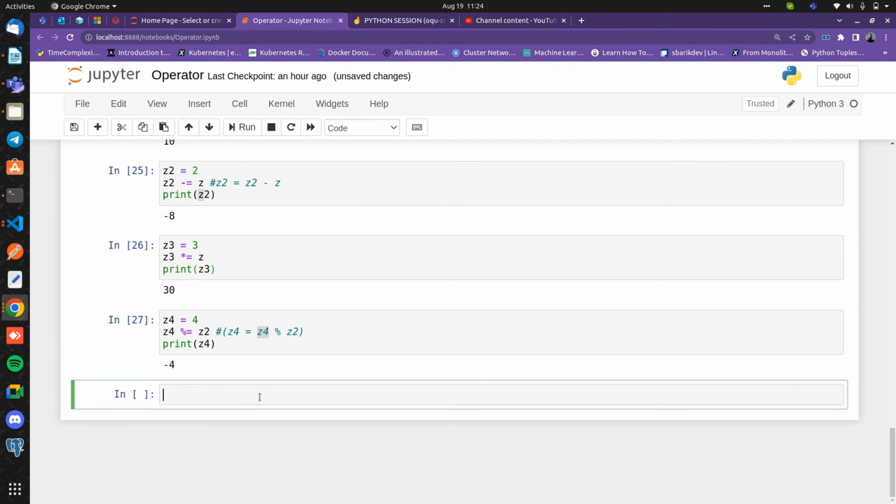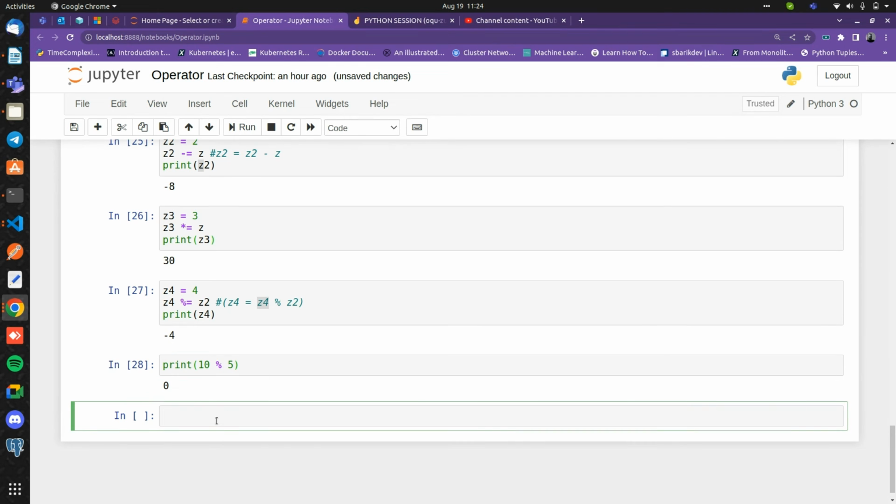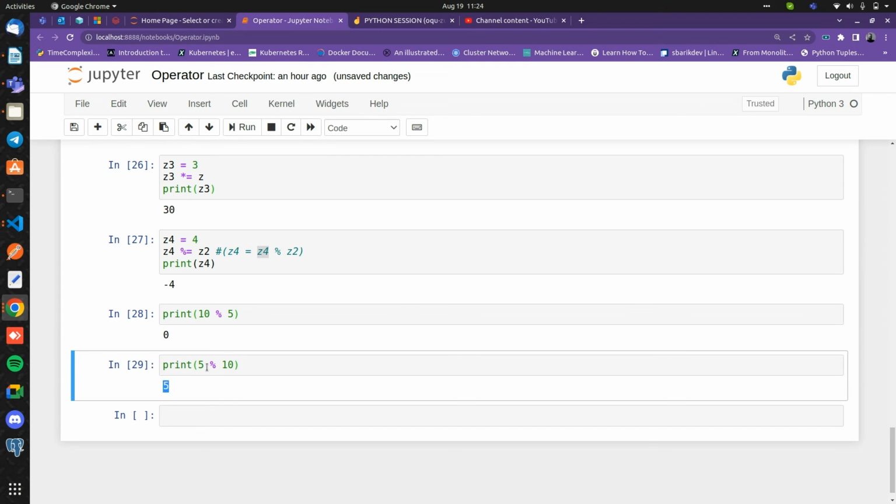So for example, let's say I'm talking about 10 modulus 5. Here the output is my 0. What I'm going to do is print 5 modulus 10. Here my output will be 5, because if my dividend is smaller, if my remainder is greater than the dividend number, then it always gives me the smallest number. So always remember that in your mind.